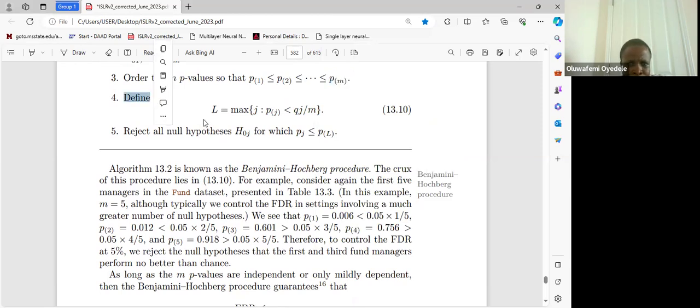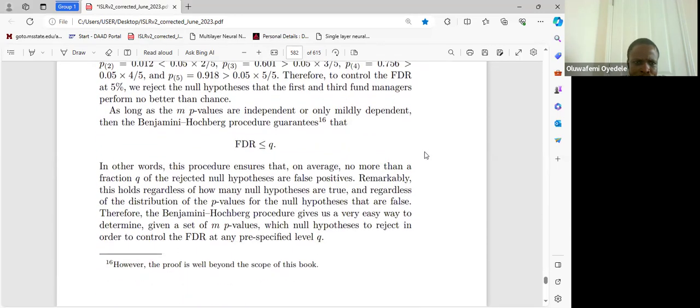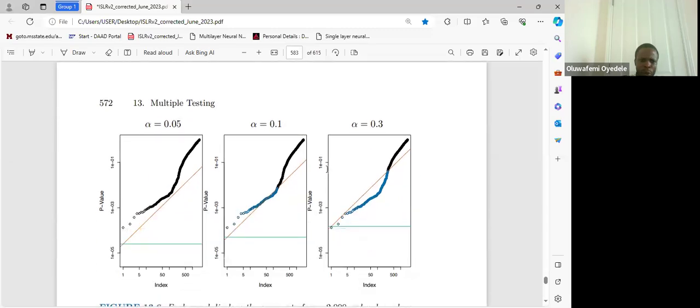Then we define L, which is the maximum value of j for which p(j) is less than q times j over m. Then we reject all null hypotheses H0j for which p(j) is less than or equal to p(L). So here we can say that the false discovery rate for Benjamini-Hochberg is such that FDR is less than or equal to Q.